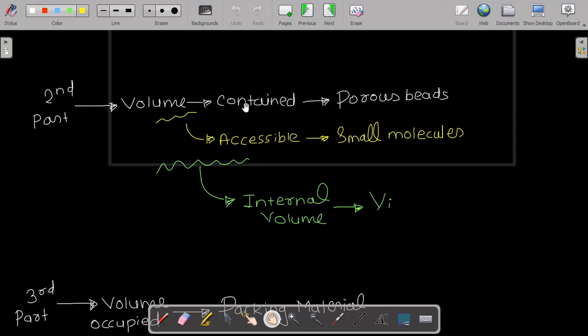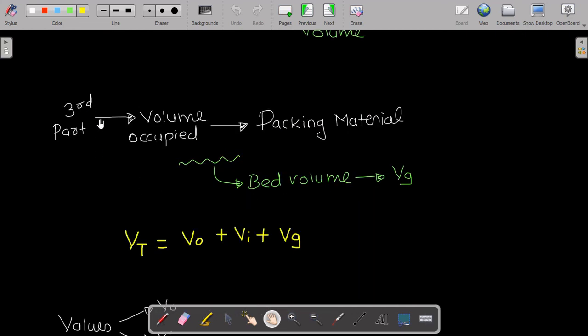Okay, this second part is known as internal volume, which is represented by Vi. Vi is the volume contained within the porous beads, and this volume inside the porous beads is accessible to the small molecules. This type of volume is represented by Vi. And the third part of the total volume is the volume occupied by the packing material. This volume is known as bed volume, which is represented by Vg.